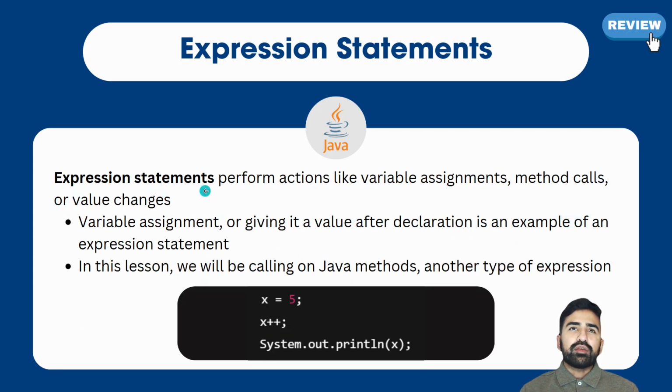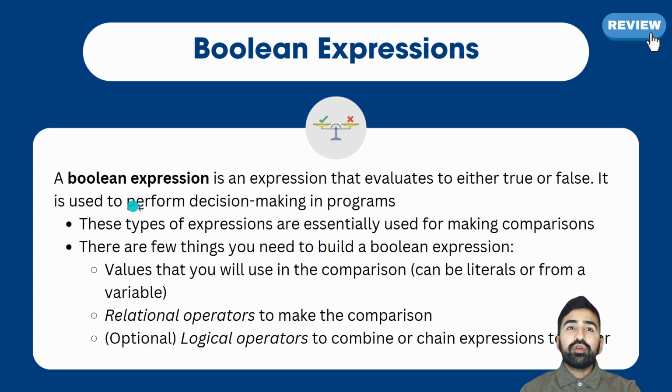So expression statements. So this is going to perform an action like assignment, maybe calling on a method or changing the value of an existing variable. Of course, you have Boolean expressions. So the three components, right, are values that you want to compare. You need the relational operators to actually make the comparison. And now, if you want to make those expressions even longer, chain them together, make them more complex, you can use logical operators, which we're going to be covering in the next video.